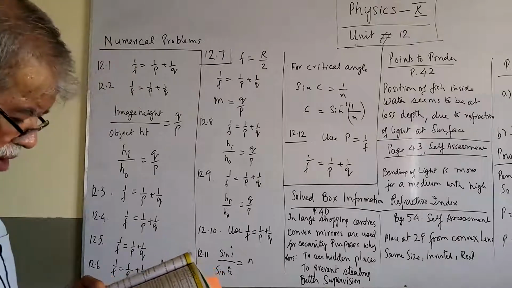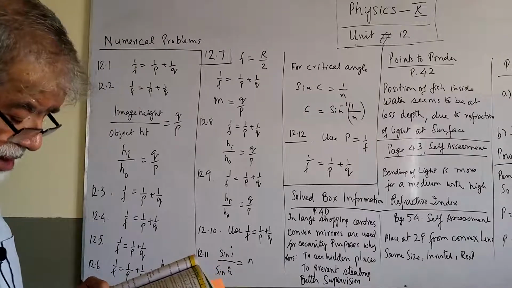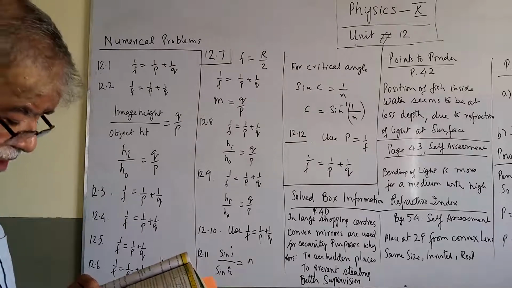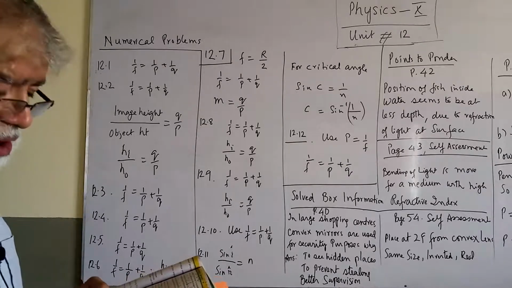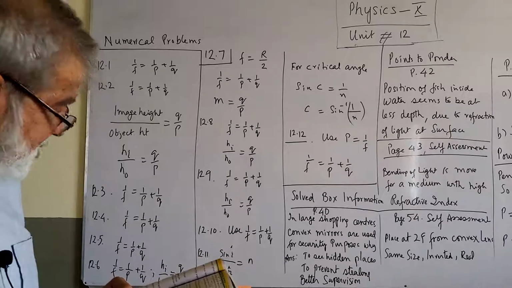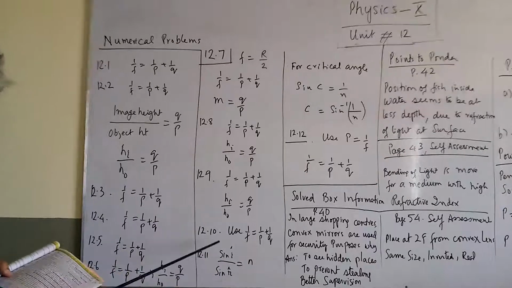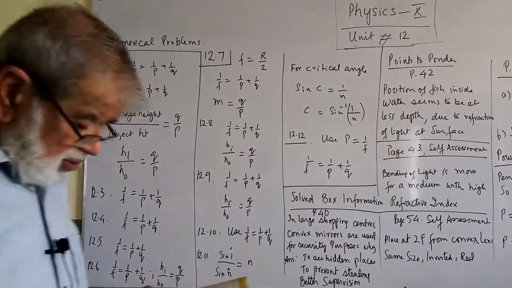12.10. A convex lens of focal length 6 centimeters is to be used to form a virtual image 3 times the size of the object. So the image is 3 times the size of the object. Where must the lens be placed? Use this formula: 1 over f is equal to 1 over p plus 1 over q.